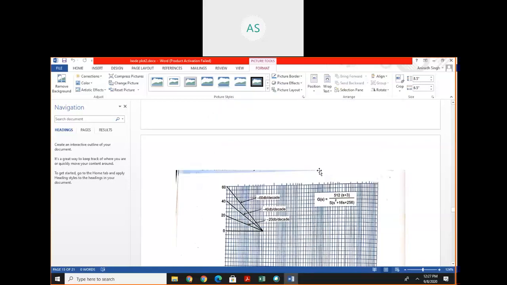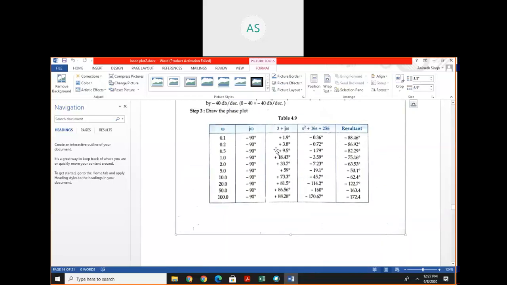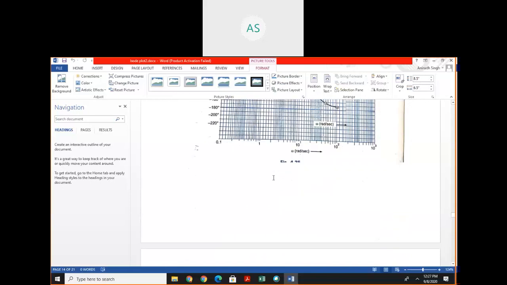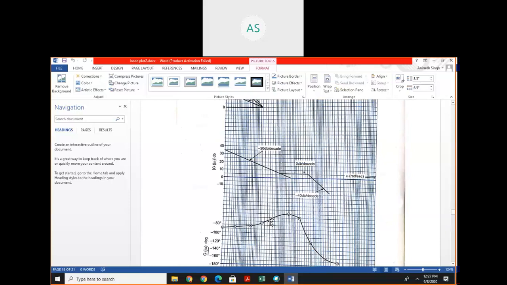And from this table, you can draw a graph between omega and the resultant angle. You get a graph like this. This is the Bode magnitude plot and Bode phase plot.